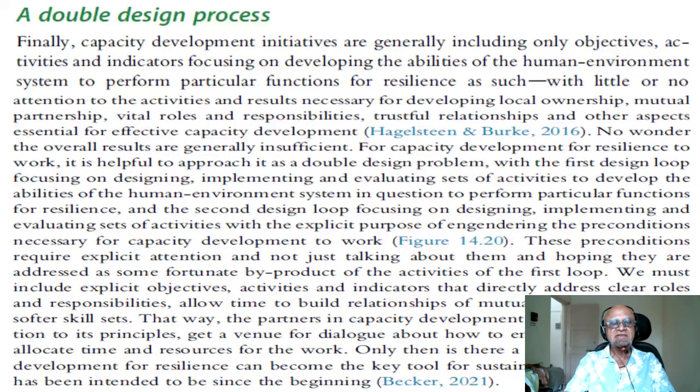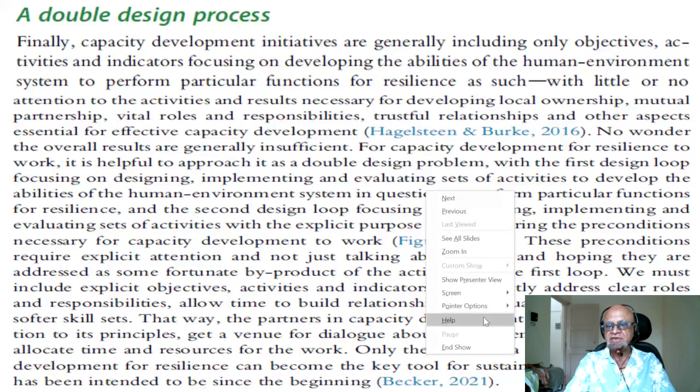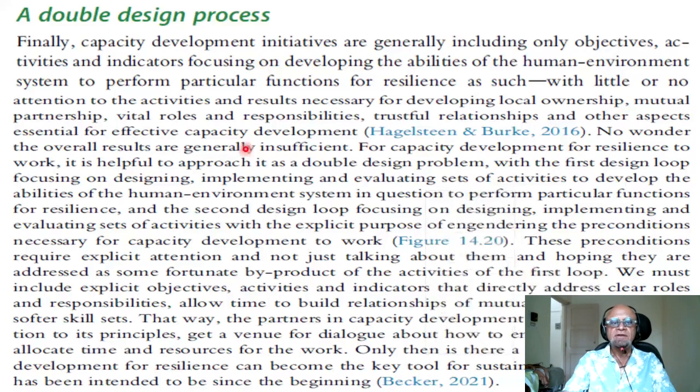So what is a double design process? In the capacity development process, finally, initiatives generally include only objectives, activities, and indicators focusing on developing the abilities of the human environment system to perform particular functions for resilience. As such, there is little or no attention to the activities and results necessary for developing local ownership, mutual partnerships, vital roles and responsibilities, trustful relationships, and other aspects essential for effective capacity development.